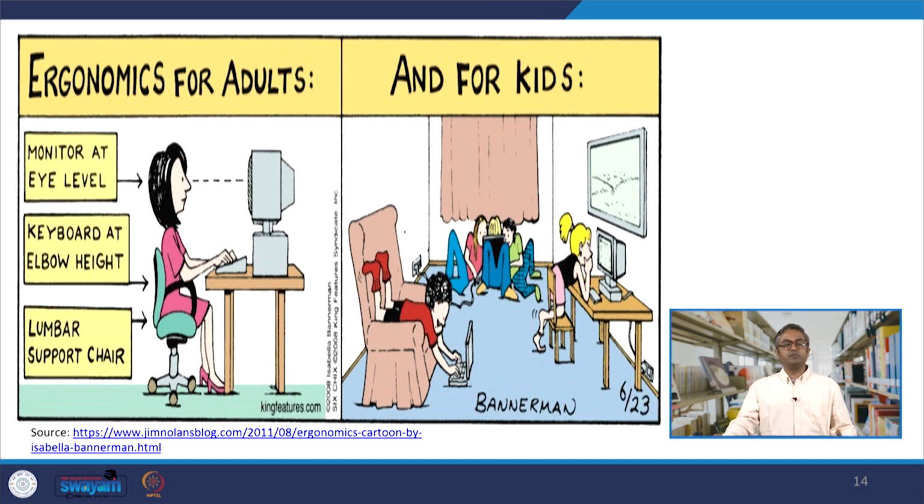Definitely, there are many other parameters which we are not going to address, like physical ergonomics, psychological ergonomics, social ergonomics. Those factors we are not going to address in this lecture, because our main concern is cognitive ergonomics. So you can see there is a difference between the cognition of these two different classes of individuals.